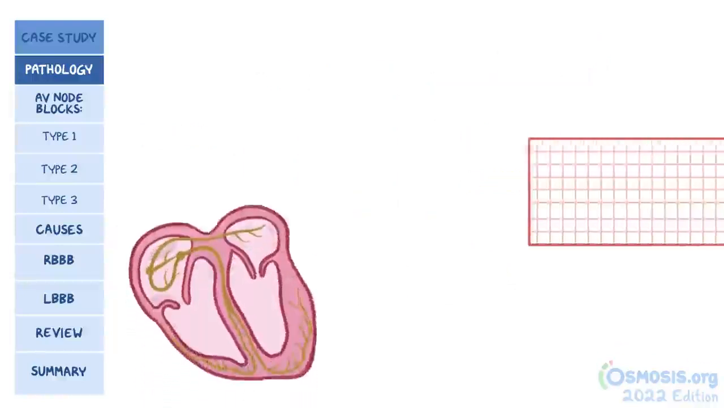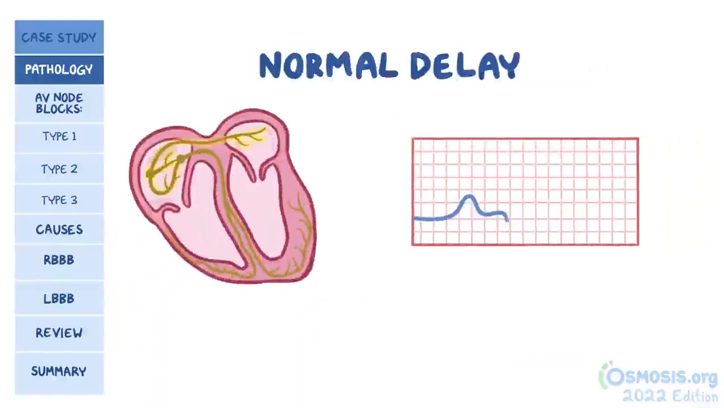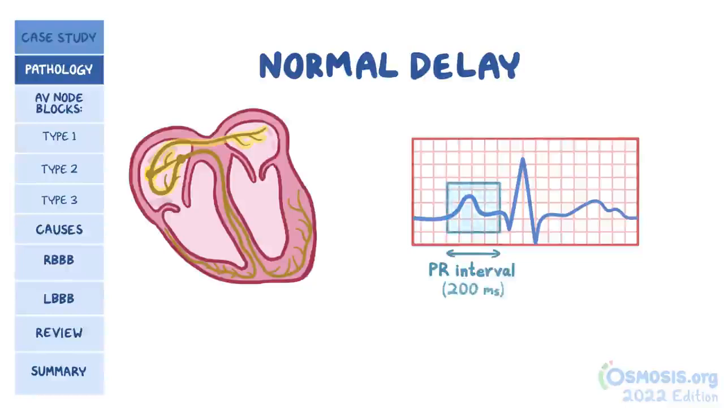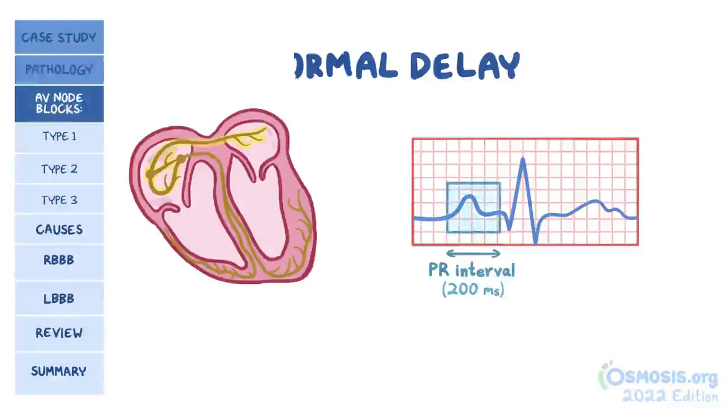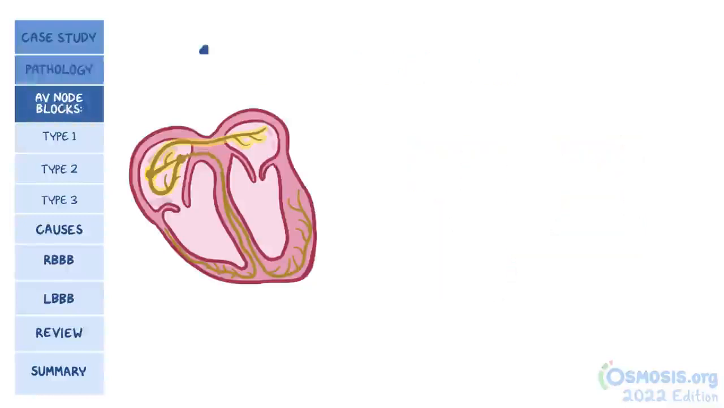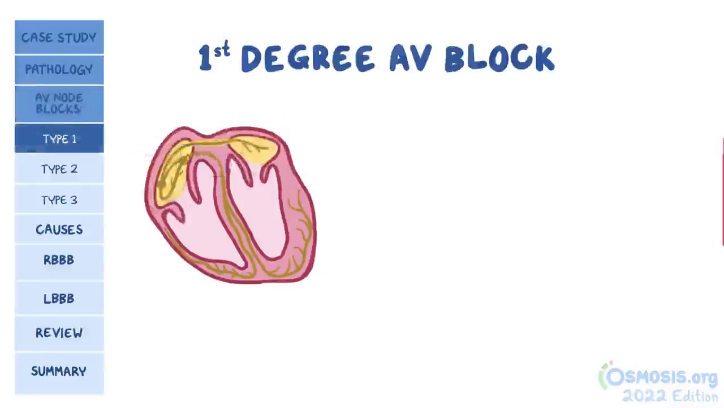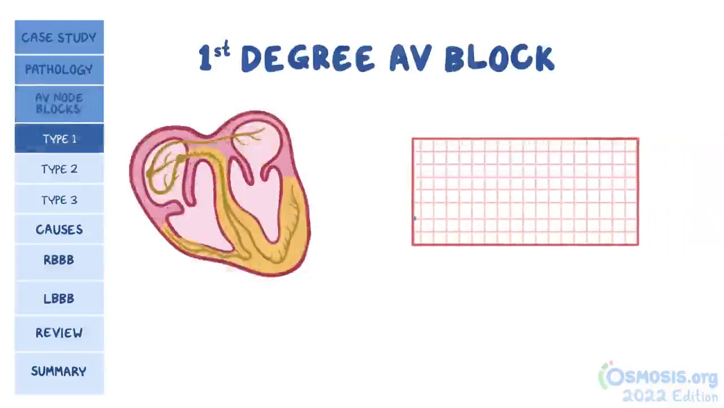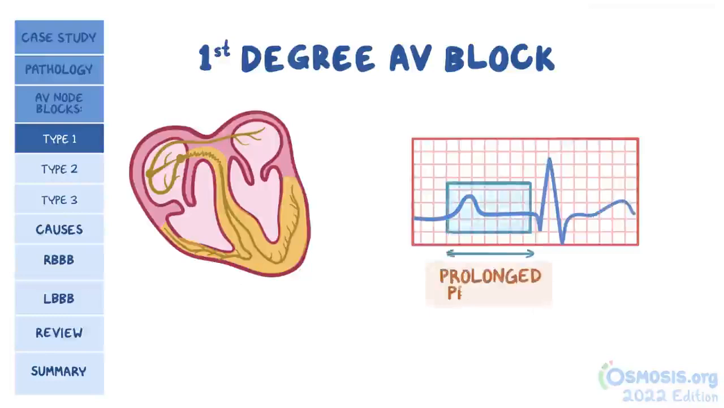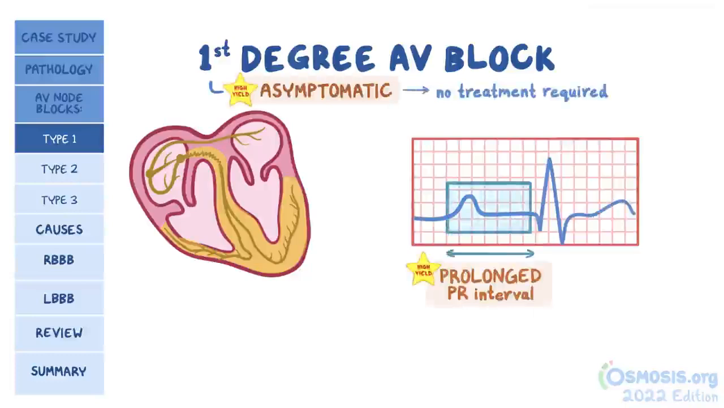Okay, on the ECG, the normal delay in the AV node is represented by the PR interval, which is normally less than 5 small boxes, or 200 milliseconds. There are 3 main types of AV block. First-degree AV block is technically not really a block, it's more of a delay. Every single atrial impulse eventually makes it to the ventricles. The high-yield concept here is that the only abnormality is a prolonged PR interval, and it's usually asymptomatic, so it doesn't require treatment.